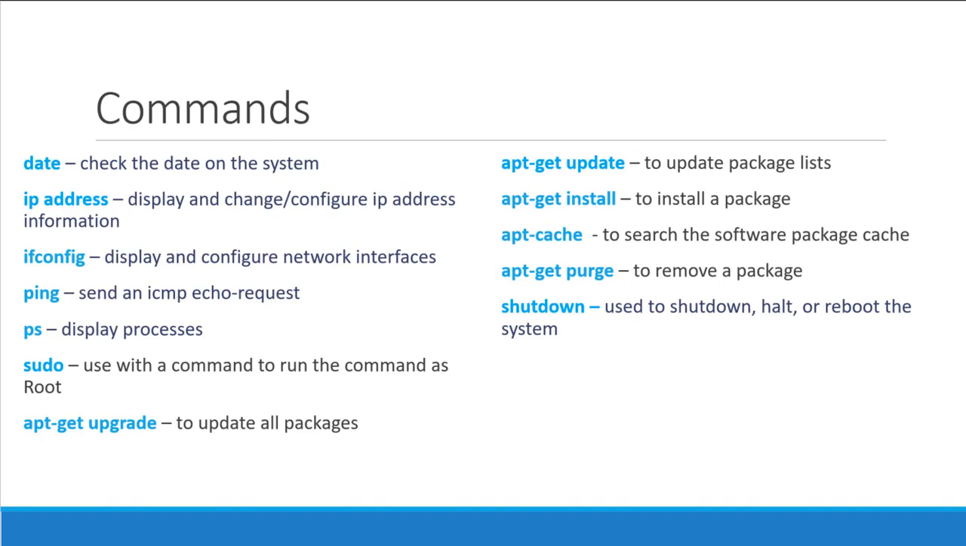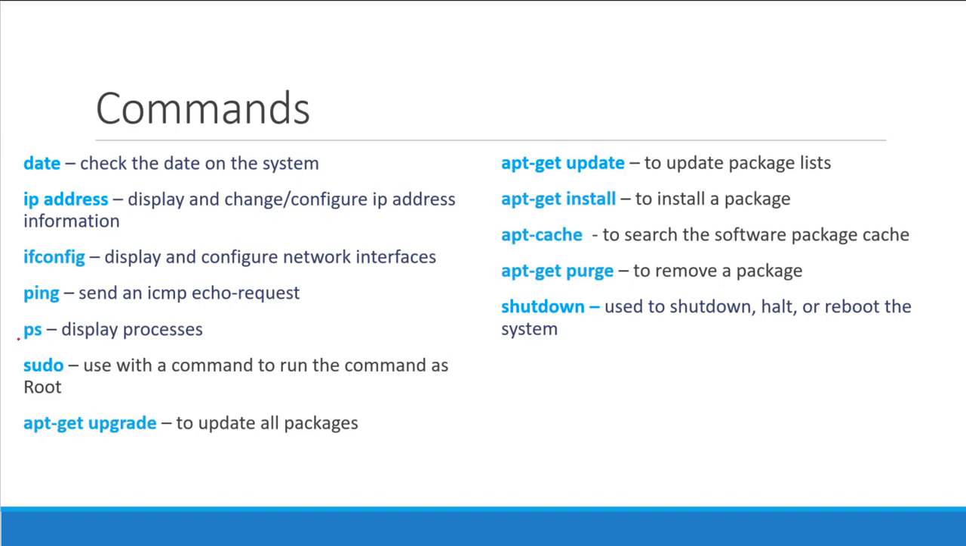So some of the commands we're going to use in the system administration portion will be the date command, where we can check the date on the system. We'll use the IP address command, which will allow us to display and change or configure IP address information. We use the ifconfig command, which displays and allows us to configure network interfaces. Ping will send an ICMP echo request. The ps command displays the processes, and we'll use different options with that.